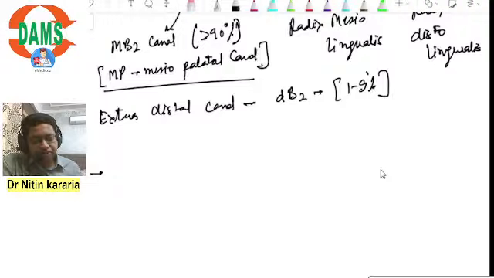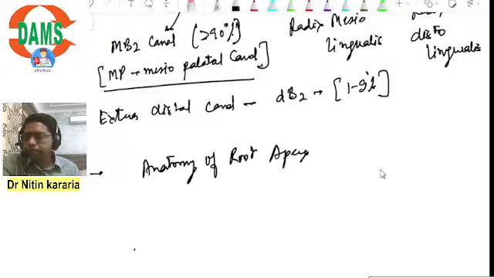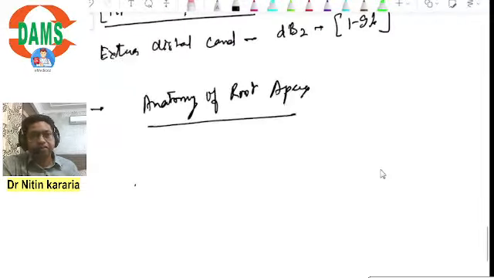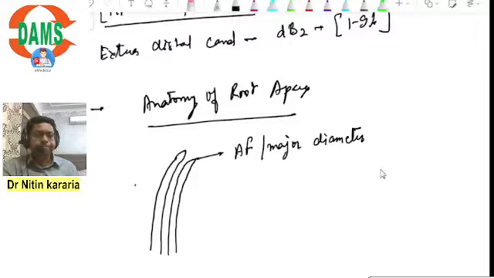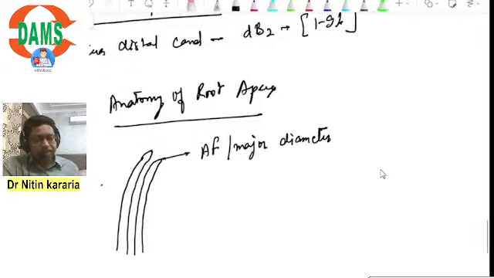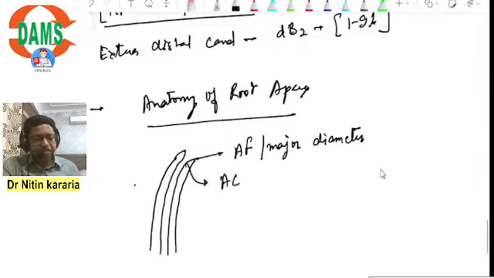Then there is one anatomical feature if we talk about anatomy of the root apex. Okay, I'll quickly draw the root apex for you guys. Okay, this is the root apex. Then it has three features. One is the apical foramen, which is called the major diameter. Okay, then there is apical constriction, AC, which is called minor diameter.